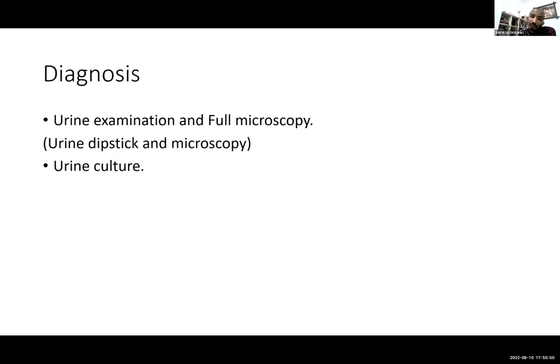Okay, diagnosis of UTI is simple. You will just need to do urine examination, urine microscopy, and you will do urine culture. It is as simple as that. This is for diagnosis of uncomplicated cystitis. Examination of the urine, you can look at the urine color, you can ask about the urine smell, and you can do urine dipstick. Actually, when you send the urine to the laboratory, they will do urine dipstick, and then they will do microscopy.